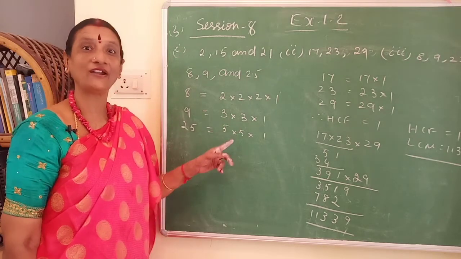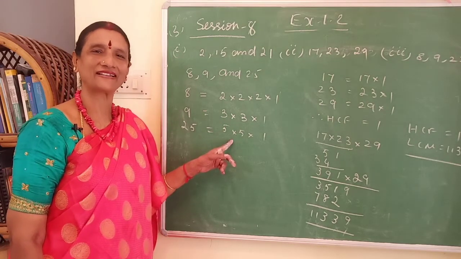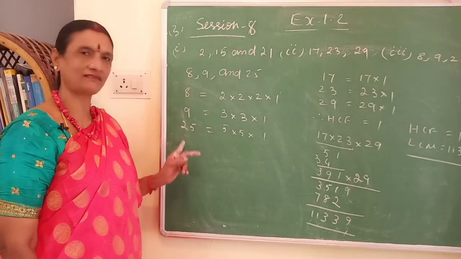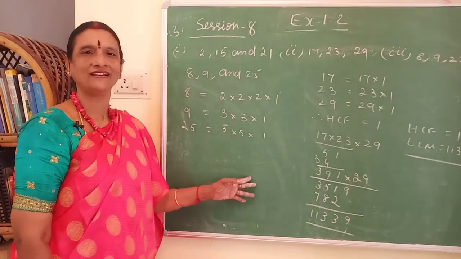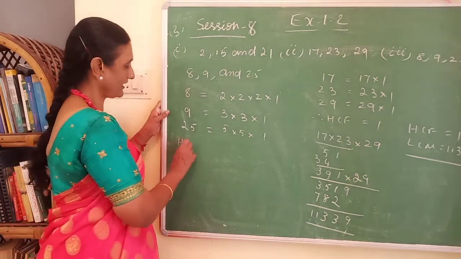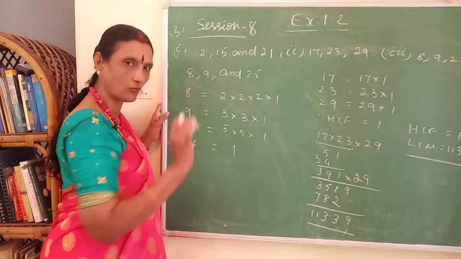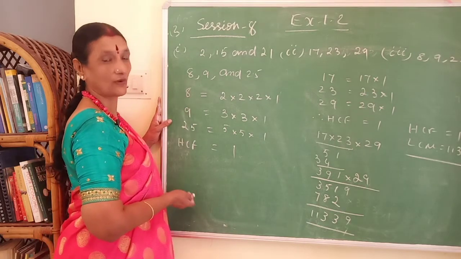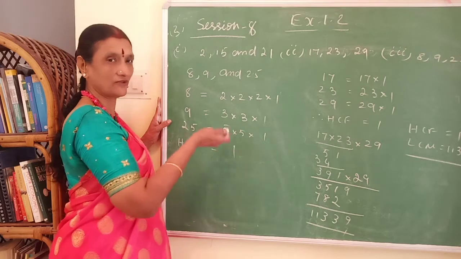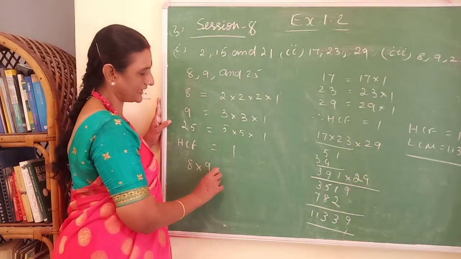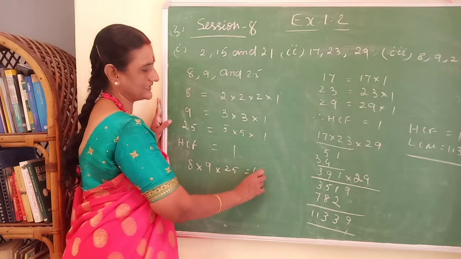But still they don't have any common factor. Is there any common factor for these three numbers except one? They don't have any other common factor. Therefore, we have to choose the HCF as 1 only. Now, they don't have a common factor, so what is the rule? What we applied for the previous sum, the multiplication of 8 into 9 into 25 is the LCM.